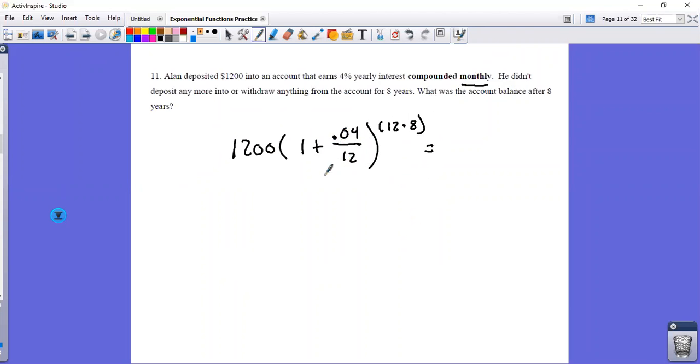So when you put that into Desmos, just be careful. That'll change to a fraction when you hit the divide button. Make sure you're in the parentheses, raise it to a power, and put that in its own parentheses so everything stays in the exponent. So just to make sure, 1 plus 0.04 over 12 in your parentheses to the 12 times 8 power, you should get 1651.67.